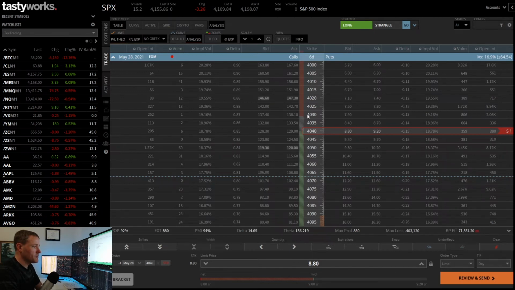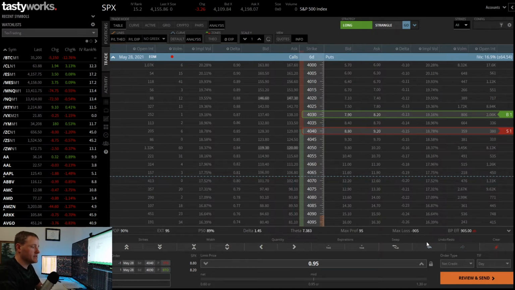We come in for protection and maybe buy the 40/30 put for $820. So that gives us a net credit of $95. So you can see our max profit on this trade is only $95. But our max loss is $905, right? So that's huge.